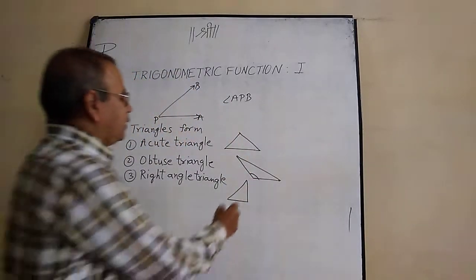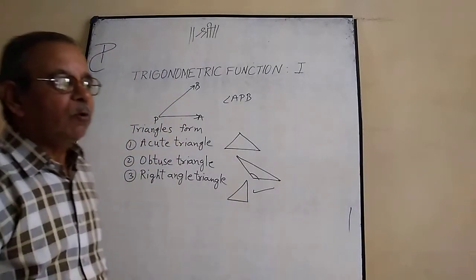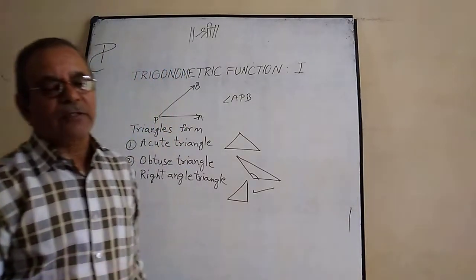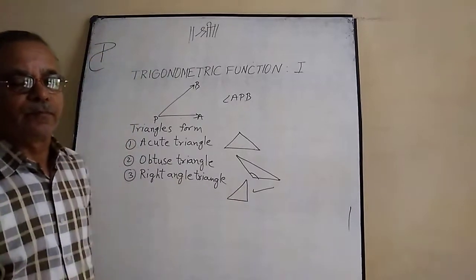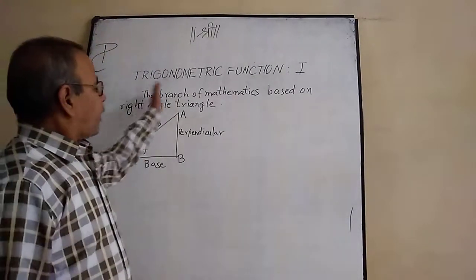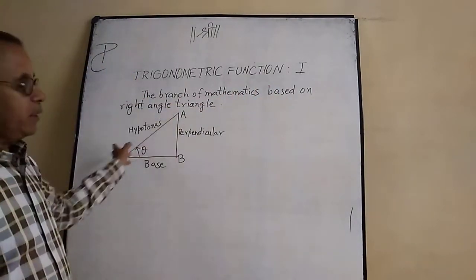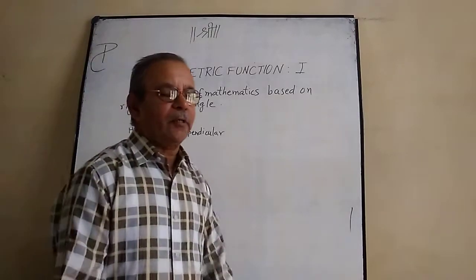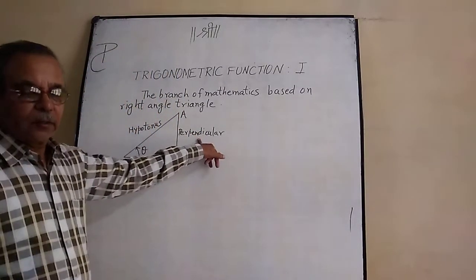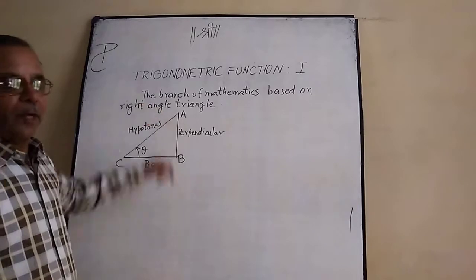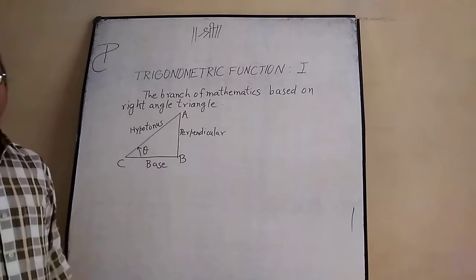This right angle triangle is a very important triangle, and a whole branch of mathematics is based on it. In this right angle triangle, all three sides are represented by three different names. One is your perpendicular. This is the hypotenuse. The length of the hypotenuse is, and BC is my base.